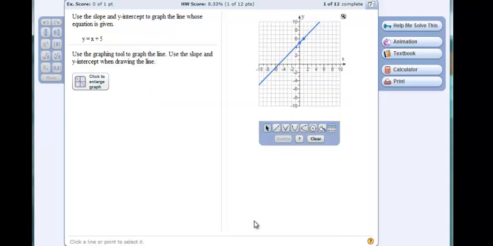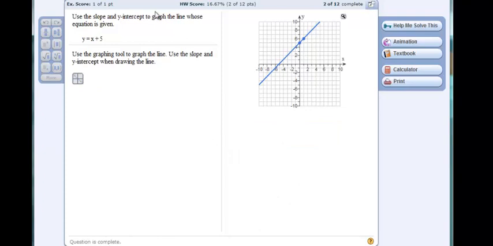Hopefully that will be the correct graph of our line. Let's check our answer. We got it right. Okay, I'm going to go ahead and skip all the way down to 10.